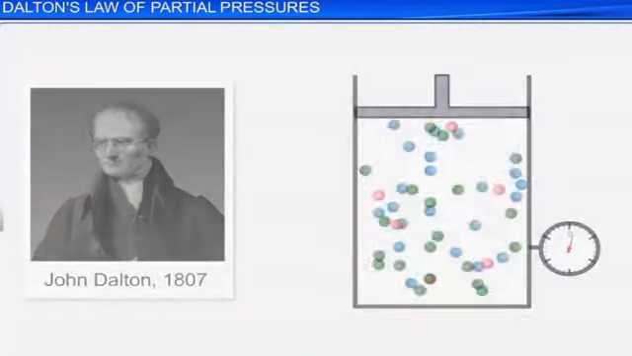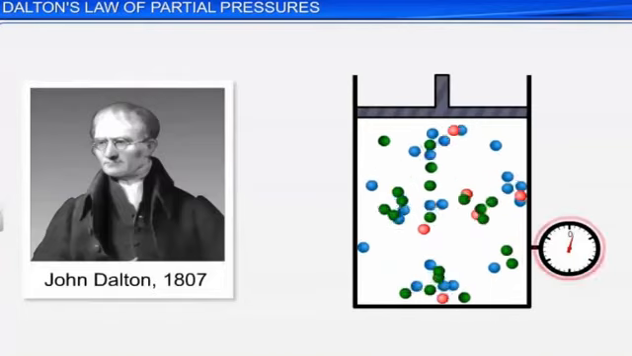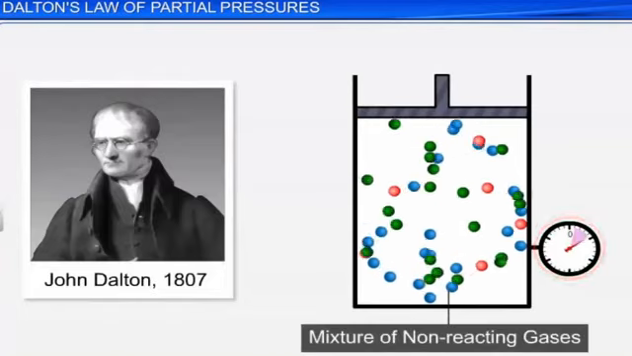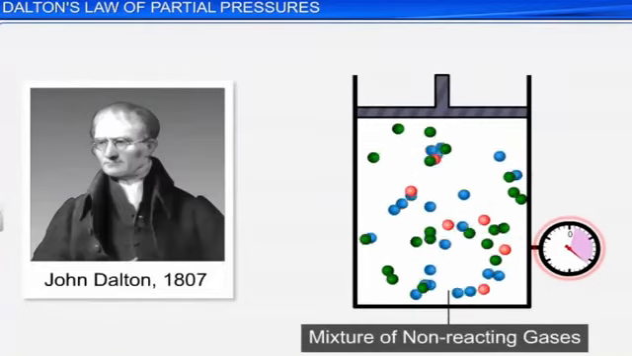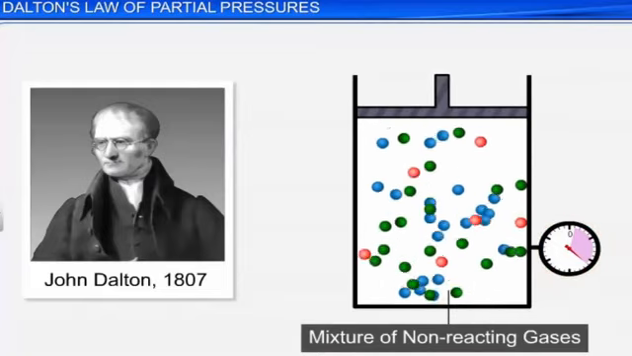In 1807, John Dalton studied the pressure exerted by a mixture of non-reacting gases enclosed in a vessel. Based on these studies, he formulated the law of partial pressures.